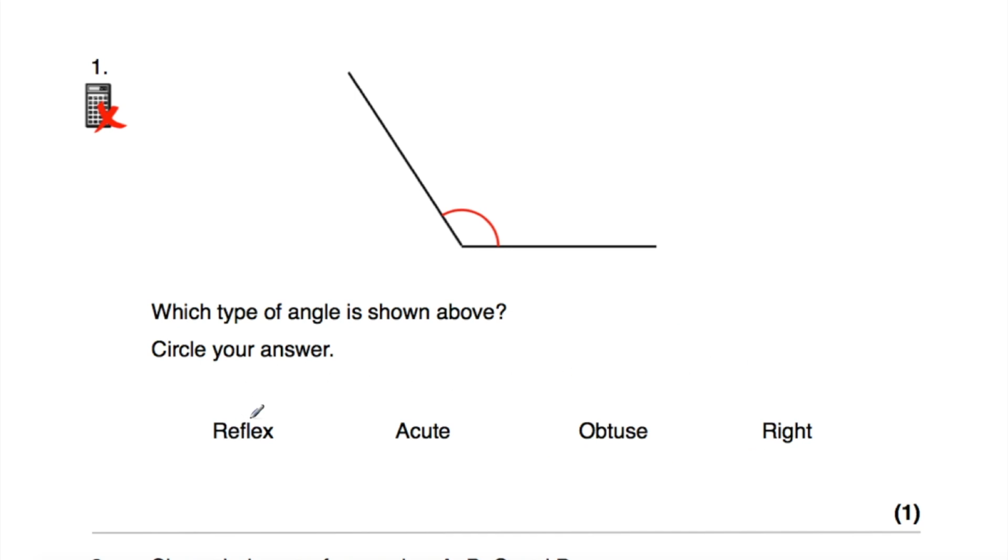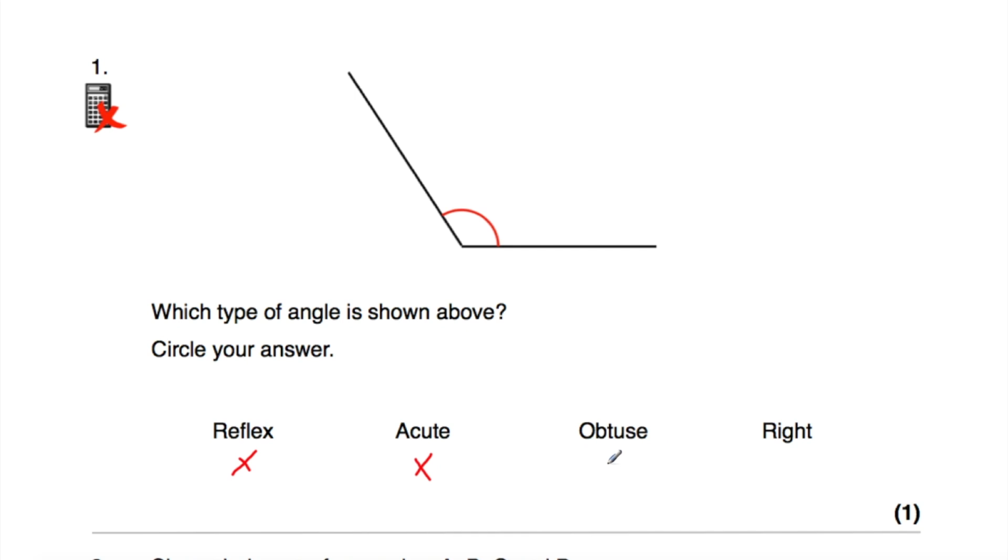A reflex angle is an angle that's bigger than 180 degrees. Now this angle isn't bigger than 180 degrees, so it's not a reflex angle. An acute angle is bigger than 0 degrees, but less than 90 degrees. And this angle isn't less than 90 degrees, it's greater than 90 degrees, so it's not an acute angle.